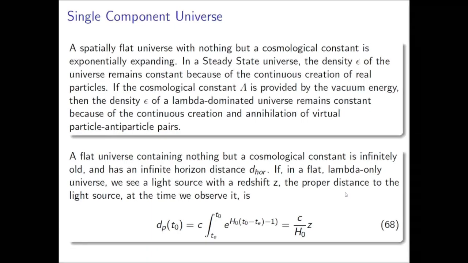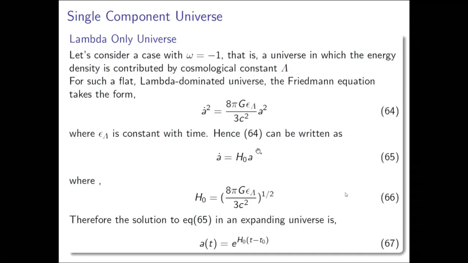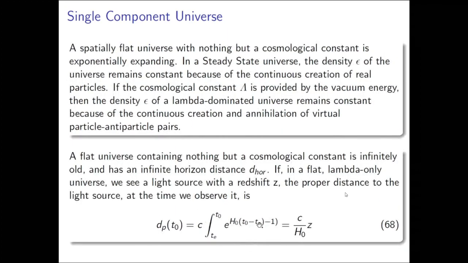If in a flat lambda-only universe we see a light source which has a redshift z, the proper distance to the light source we observe is c times the integral from t to t naught of e to the power H naught (t naught minus t) minus 1. So what we have seen in this a(t) minus 1 is basically the relation for the redshift in terms of scale factor. So we have c by H naught times z.